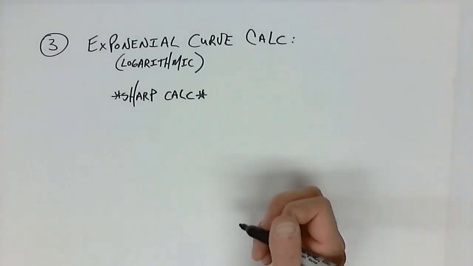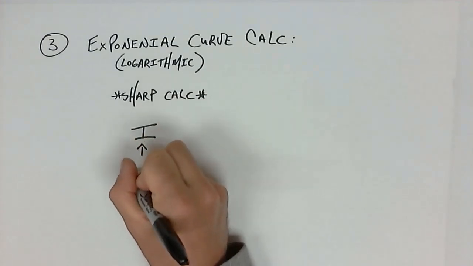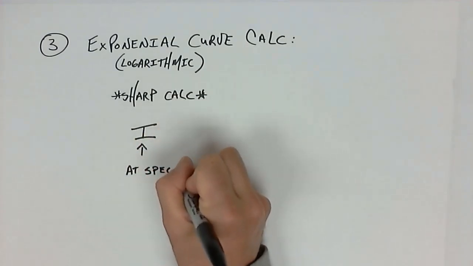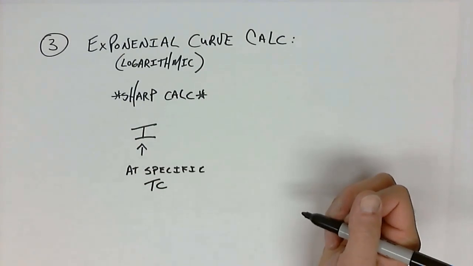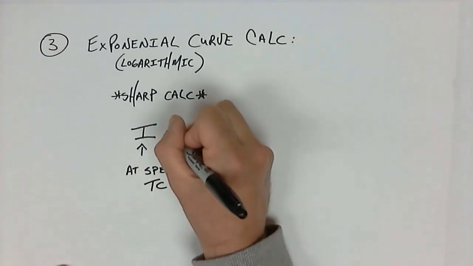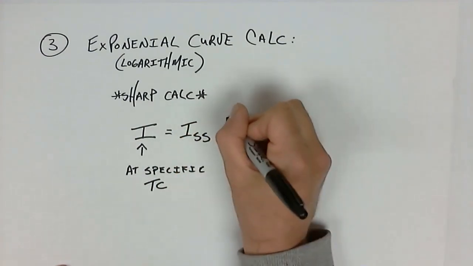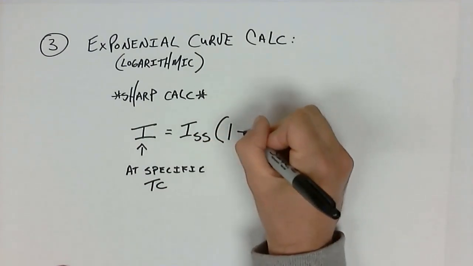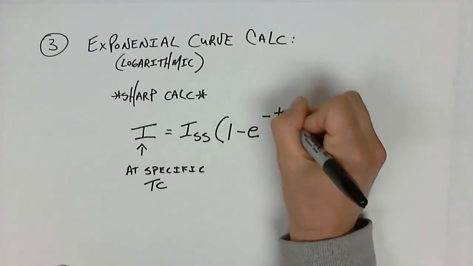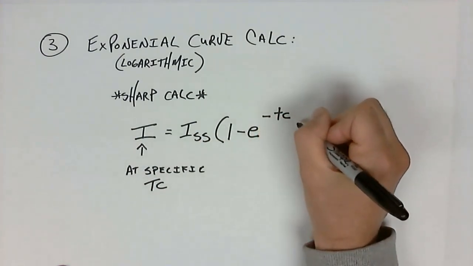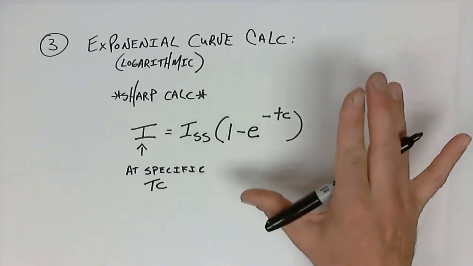For the Sharp calculator, what we're going to be doing is calculating the current at a specific time constant, and that could be time constant 1, 2, 3, 4, or 5. And we're going to be calculating that by taking the I steady state, bracket 1 minus e to the negative time constant that we would like to calculate. Oh man, that sounds complicated, but I assure you it is not, okay?